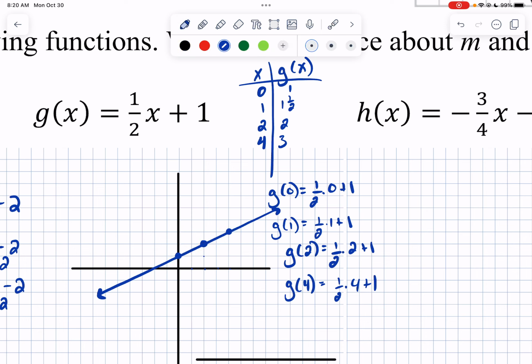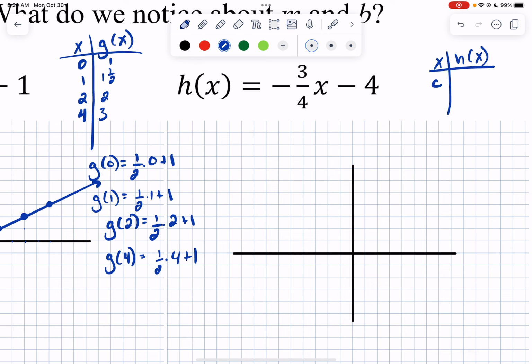All right, last one. Let's go ahead and graph h of x. Let's get my axes up here. All right, so I'm going to create an h of x table now. Again, I always love to do 0 first. Negative 3/4 times 0 minus 4. Oh, sorry, this is h of 0. Negative 3/4 times 0 is 0, minus 4, negative 4.